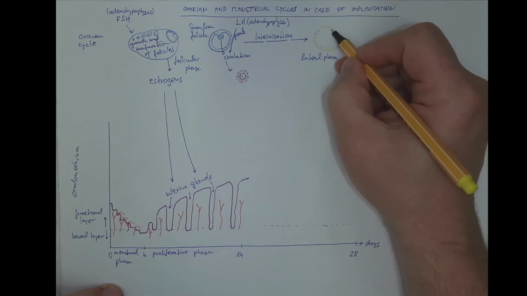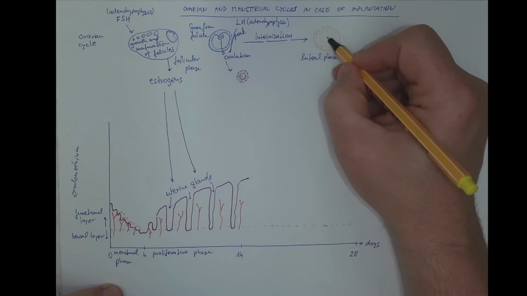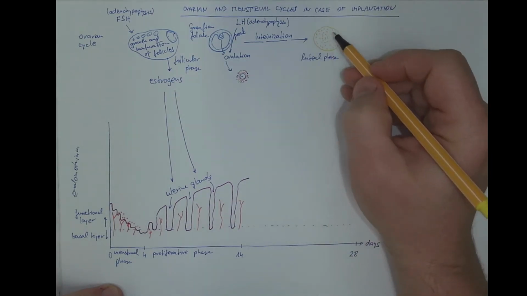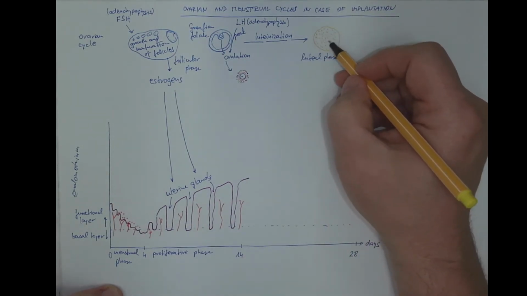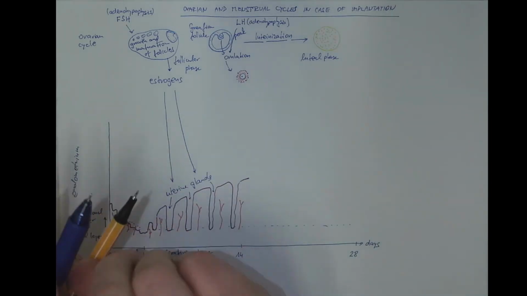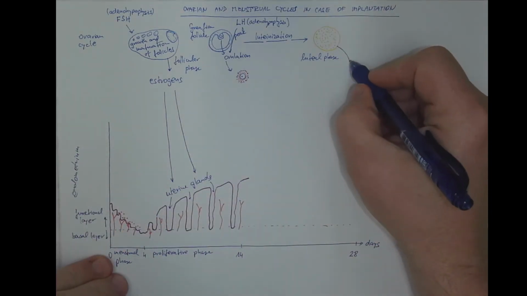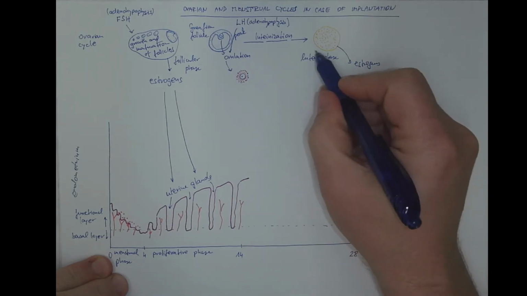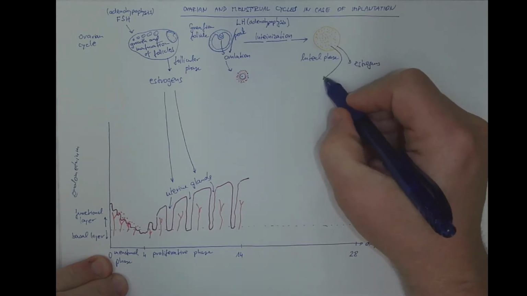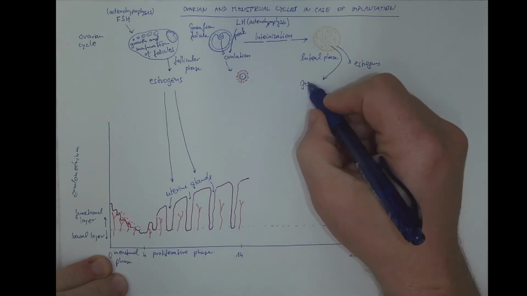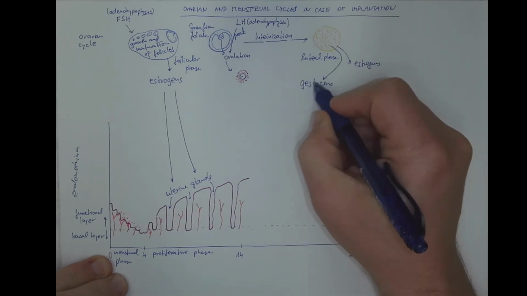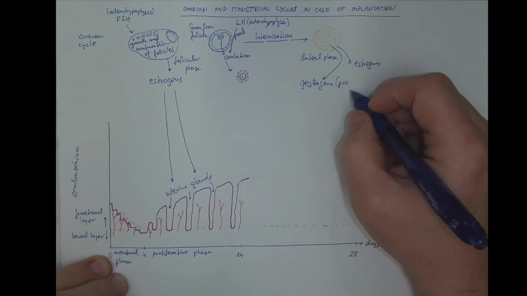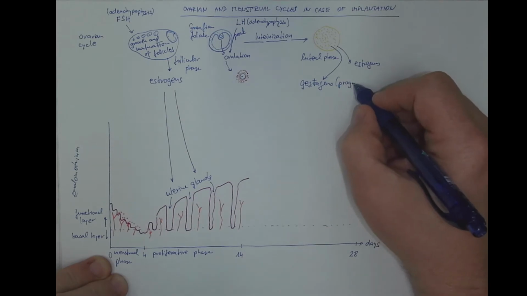The granulosa cells are turned to granulosa lutein cells. The theca interna cells are turned to theca lutein cells that are producing steroid hormones, estrogens, but mainly in this luteal phase, the gestagens. The most important representative of gestagens is progesterone.